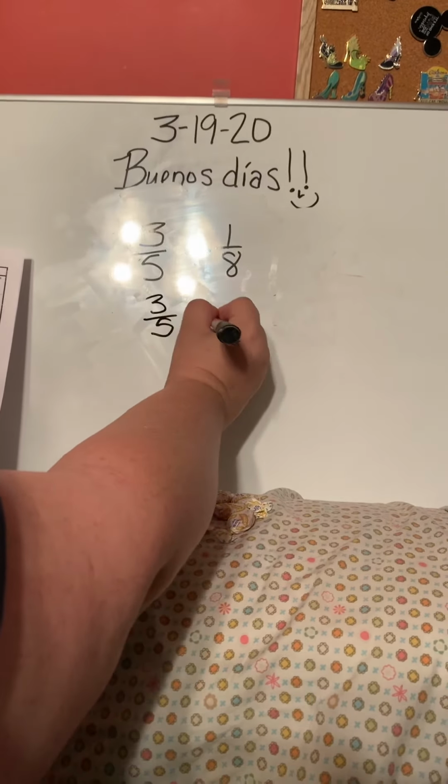So 24 minus 5 would leave us with 19, and 2 minus 1 leaves us with 1. So our answer this time is going to be 1 19 over 40. Okay.